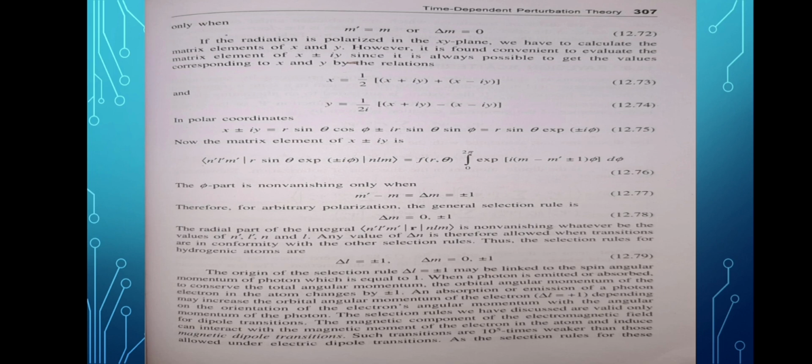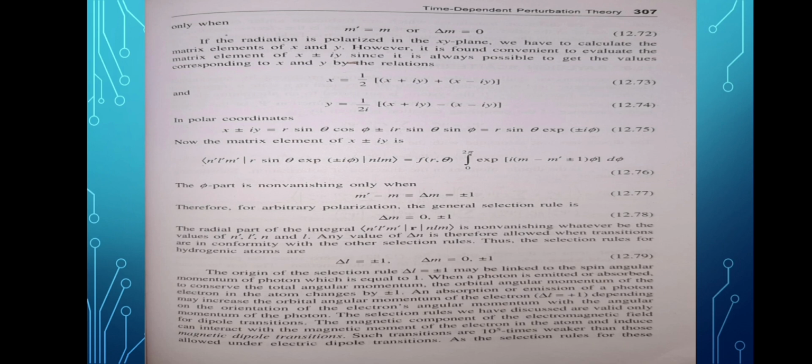And also we know that delta l is equal to plus or minus 1, and we conclude both the terms: delta l is equal to plus or minus 1, delta m is equal to 0 or plus or minus 1. The origin of the selection rule delta l is equal to plus or minus 1 may be linked to the spin angular momentum of the photon, which is equal to 1. When a photon is emitted or absorbed, to conserve the total angular momentum, the orbital angular momentum of the electron in the atom changes by plus or minus 1. An absorption or emission of a photon may increase or decrease the orbital angular momentum of the electron, delta l equal to plus or minus 1, depending on the orientation of the electron's angular momentum with the angular momentum of the photon.